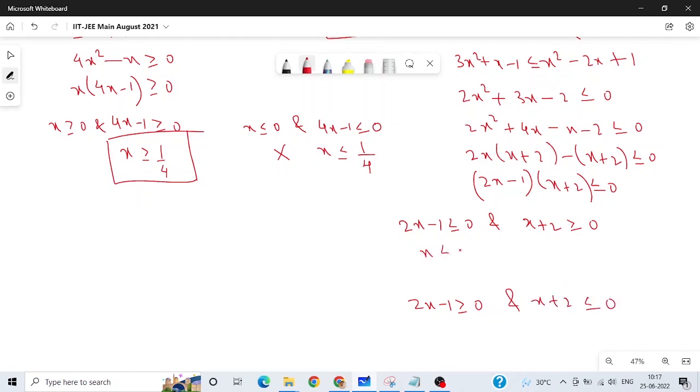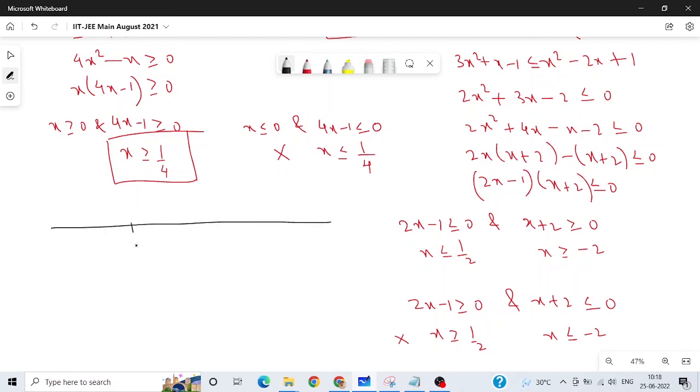So from here we get x ≤ 1/2 and x ≥ −2. And from the other pair we get x ≥ 1/2 and x ≤ −2. But this is not at all possible because we don't have an x which is greater than or equal to 1/2 and less than or equal to −2. And from the first case we get x ≤ 1/2 and x ≥ −2. So now basically we are finding those x which satisfy all the conditions.